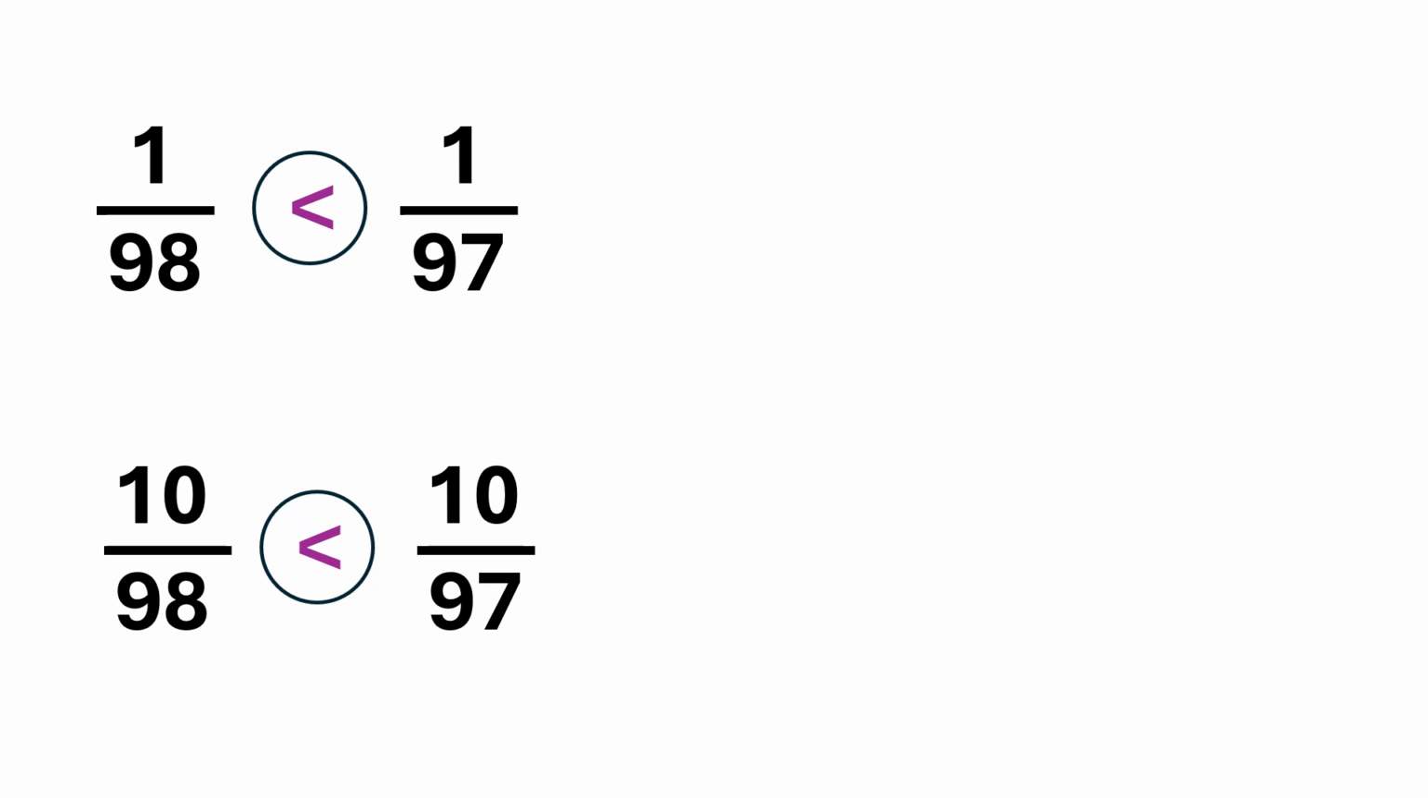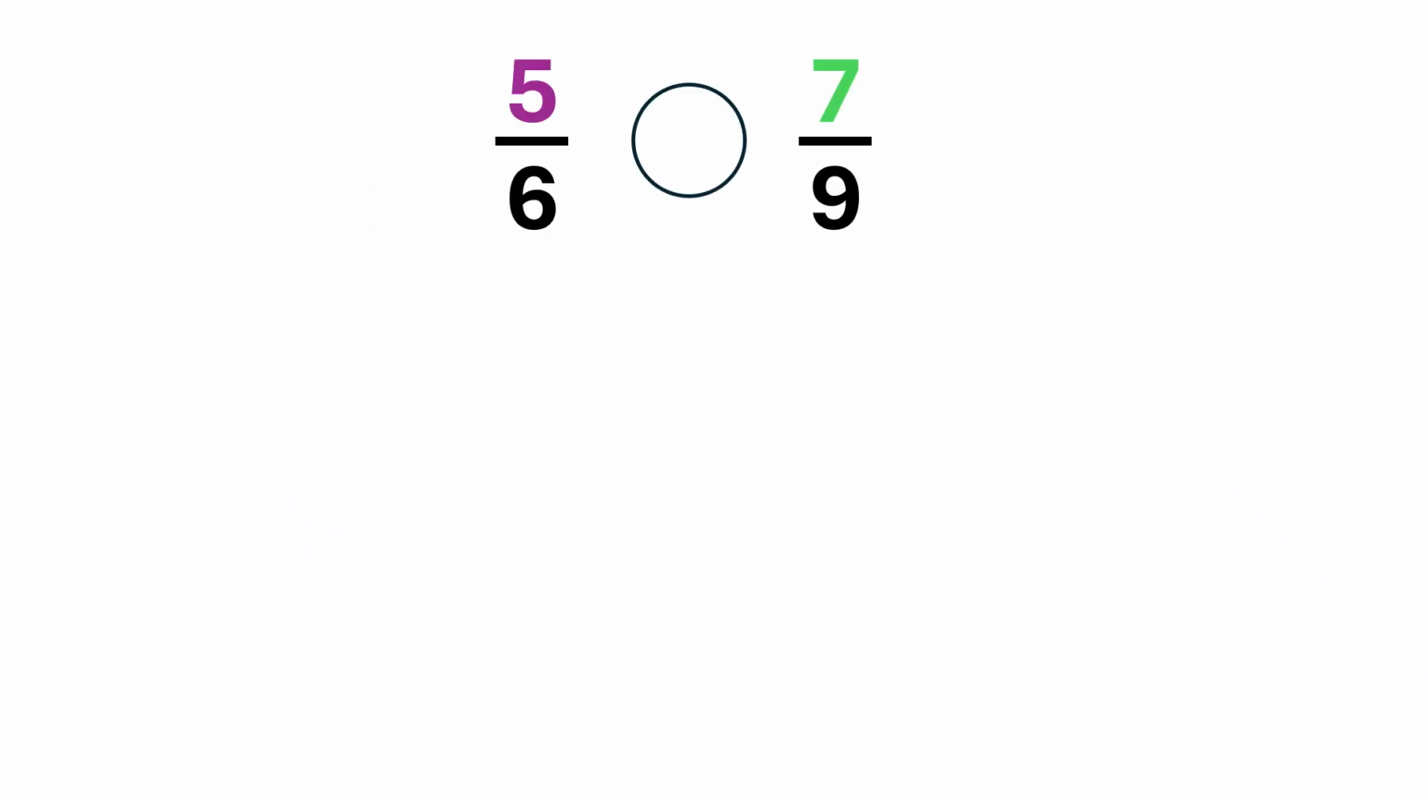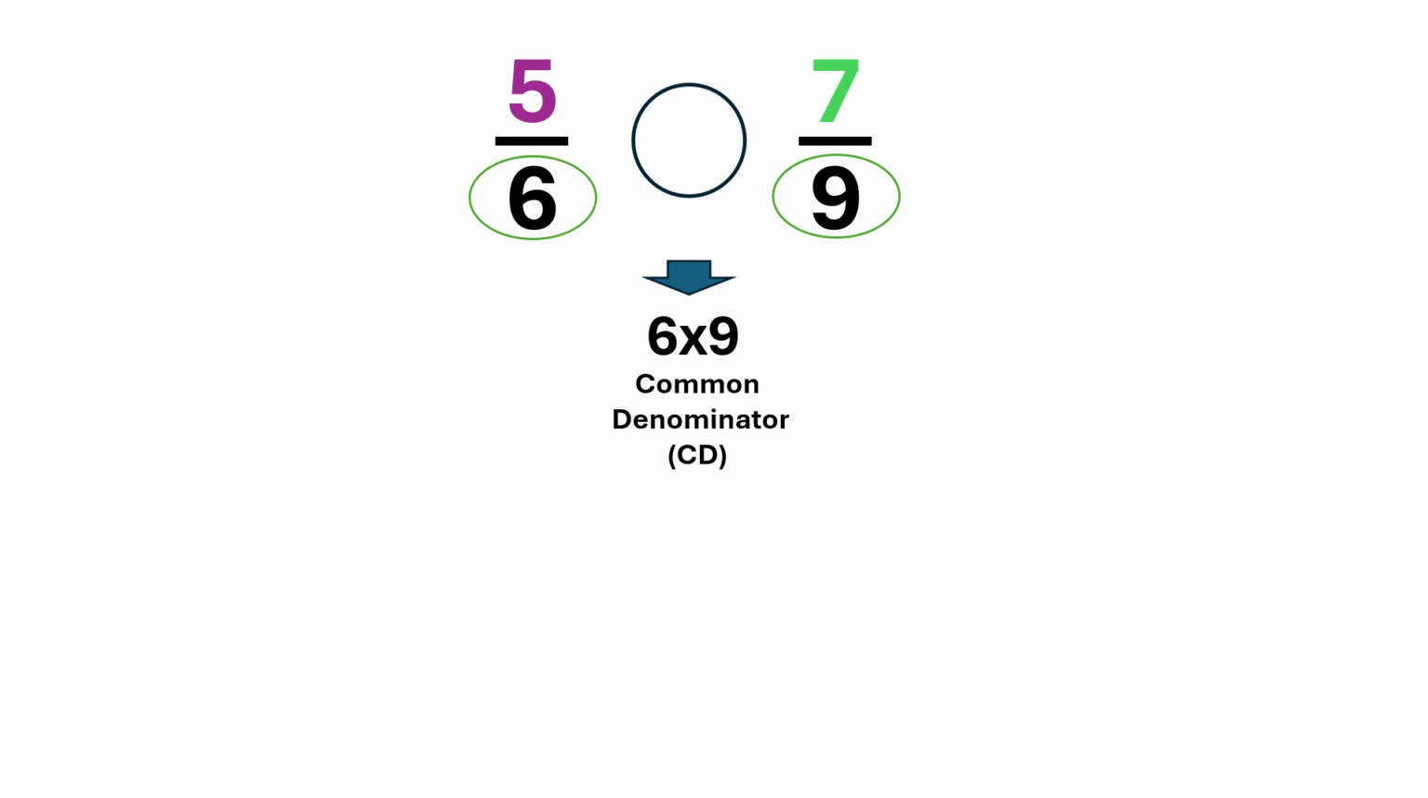But what about a problem like 5/6 versus 7/9? Both the numerator and denominator are different. What do we do? No worries. For different denominators, we had learned to find a common denominator. For 5/6 and 7/9, the common denominator is 6 times 9 equals 54.